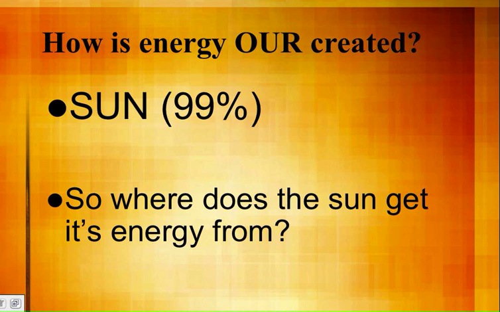So we've got to think about, where's our energy coming from? Because fission, we said, happens on Earth and is very powerful, but we are getting most of our energy from the sun, right? 99% of the Earth's energy is coming from the sun. So what's happening inside the sun to create all that energy that Earth can use?